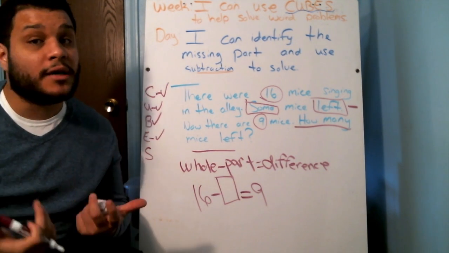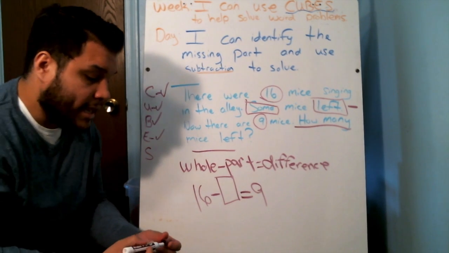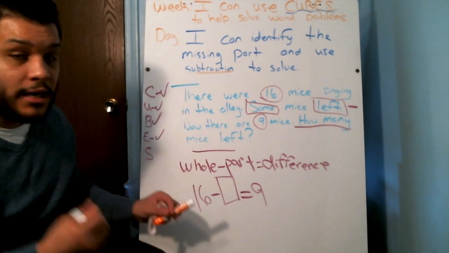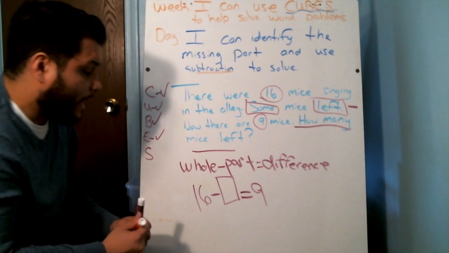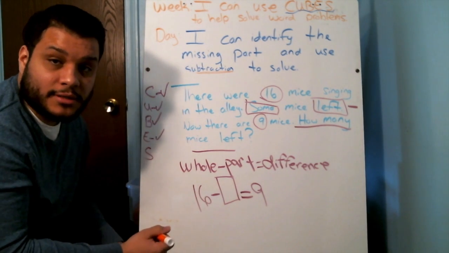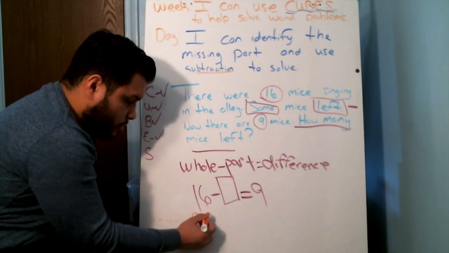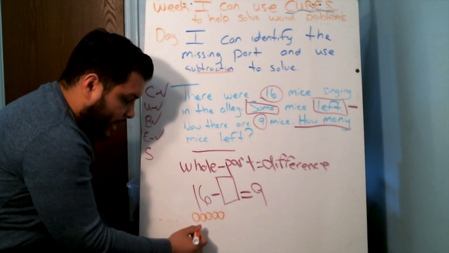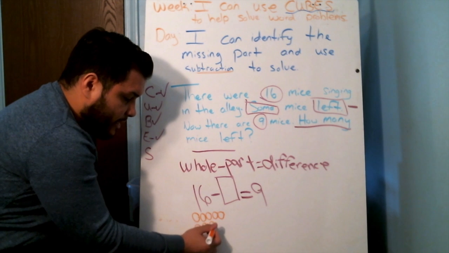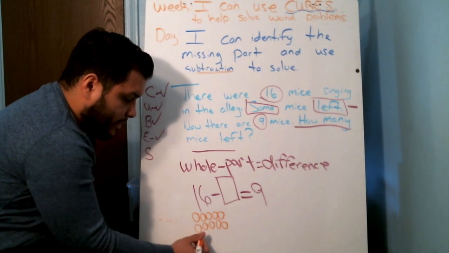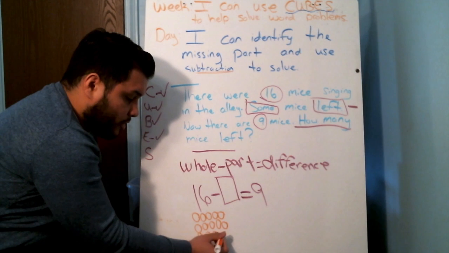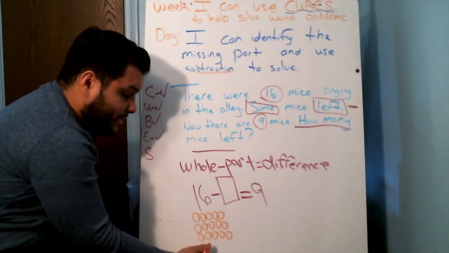this? Mr. Nieves loves drawing pictures. Even though I'm not an artist, I love drawing pictures. So I'm going to come in, I'm going to draw my counters. I'm going to draw 16 counters because that's what I started with. 1, 2, 3, 4, 5, 6, 7, 8, 9, 10, 11, 12, 13, 14, 15, 16.